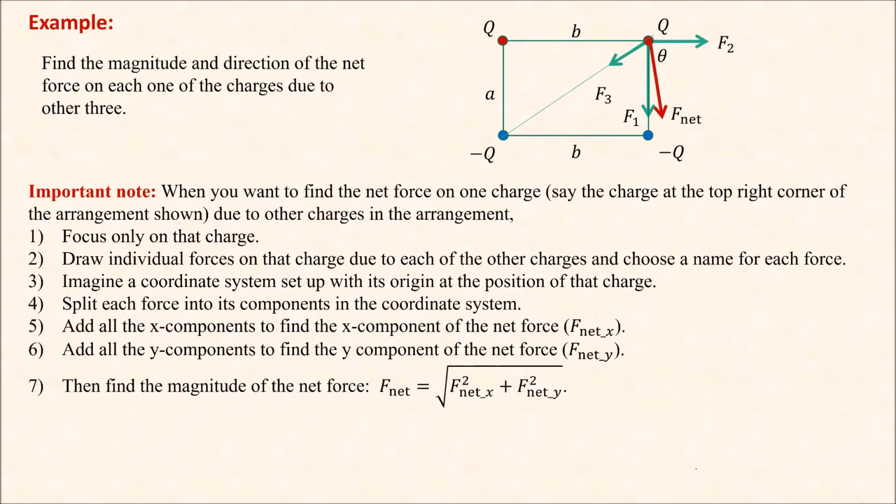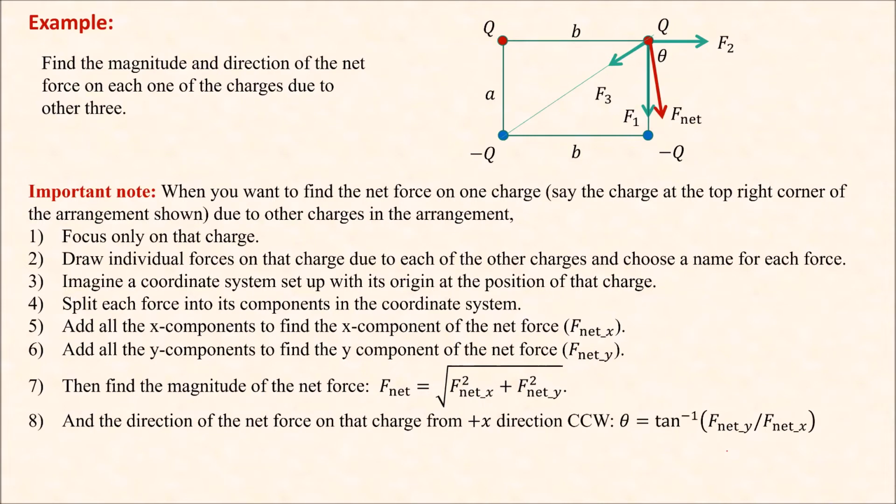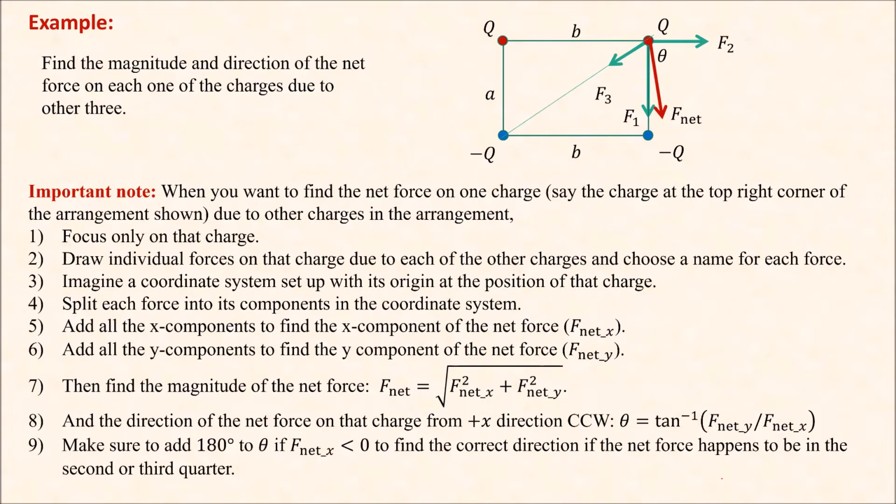Then find the magnitude of the net force by this formula: F net magnitude is equal to the square root of the X component squared plus the Y component squared. You know these formulas. And the direction of the net force on that charge, from the positive X direction counterclockwise, is theta equals tan inverse of Y component over X component. Then make sure to add 180 degrees to theta if the X component is negative, to find the correct direction if the net force happens to be in the second or third quarter.